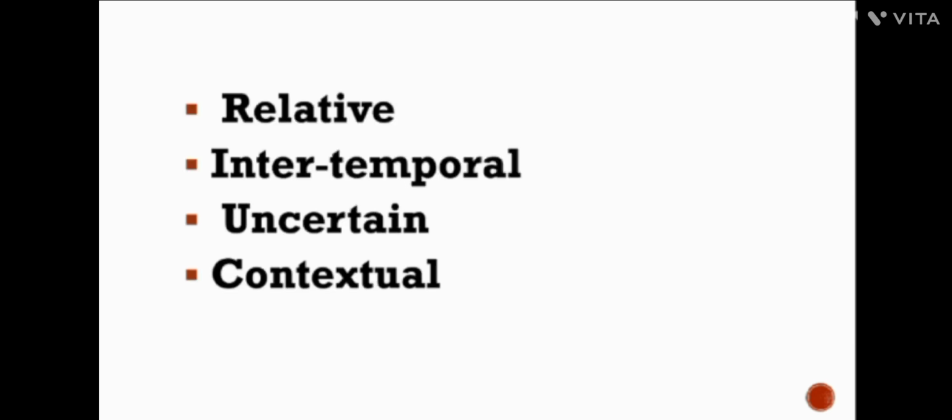Now the next feature is relative. Business environment is a relative concept. Business environment is related to place. Suppose one country has a particular economy, but the strategies which work in one country might not be favorable for another country. This happens because of the difference from country to country. The reasons are different, the climate is different, so there is a difference between the countries.